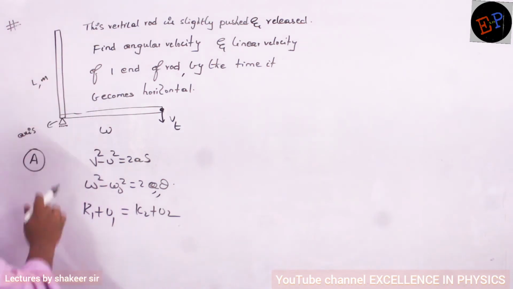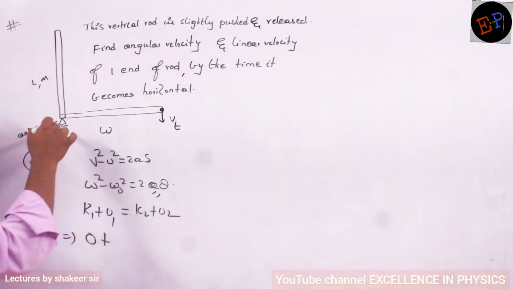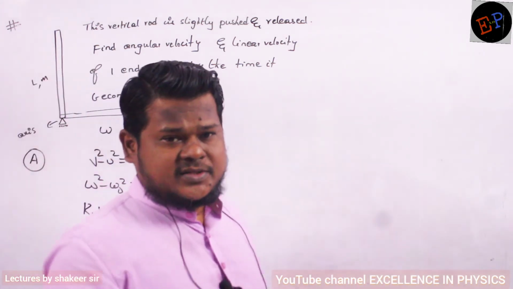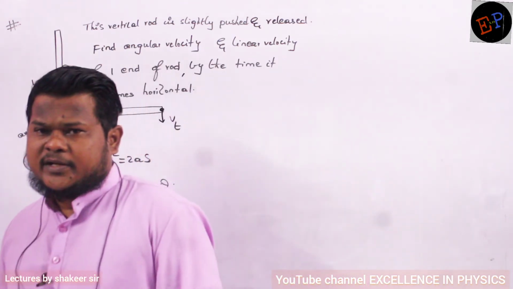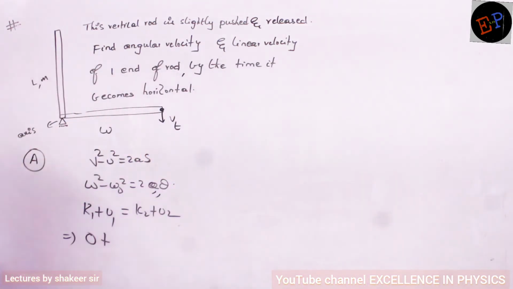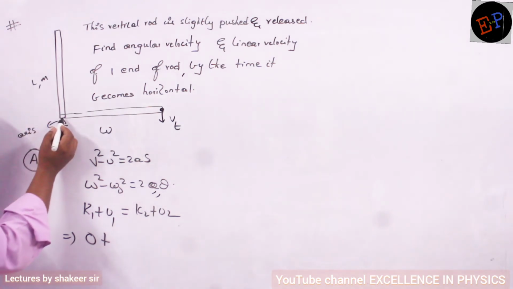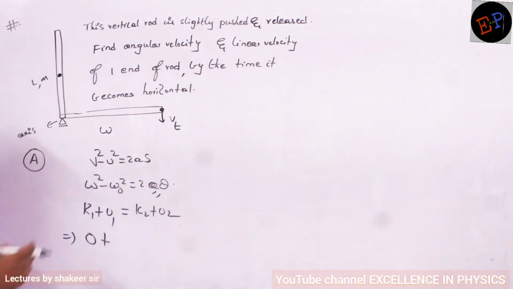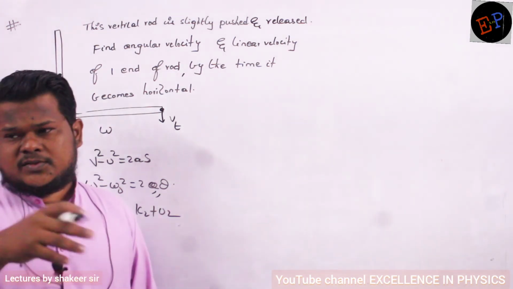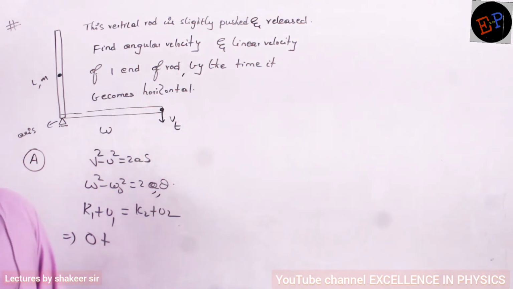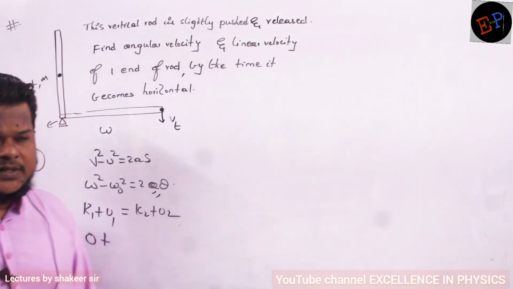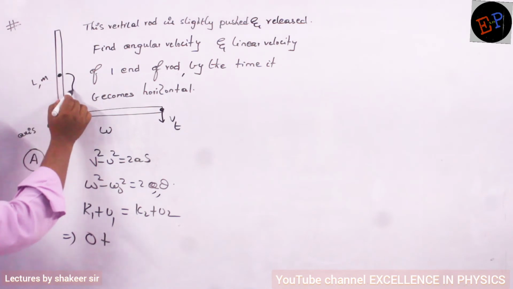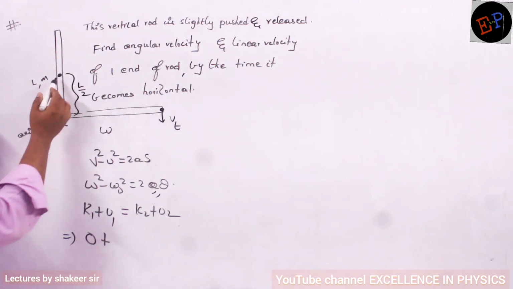So when the rod is released, what is its initial kinetic energy? Zero. It doesn't have any kinetic energy. Now what about the potential energy of the rod? Does the rod have any potential energy or not? It does. Where? The total mass of the rod will be concentrated at its center, because this is a symmetrical body. For symmetrical bodies, where will the center of mass be? At its geometrical center. So the center of mass is present at a height of L by 2, half of the length.